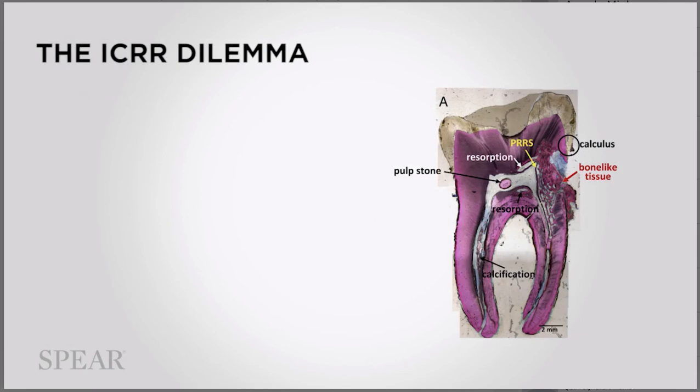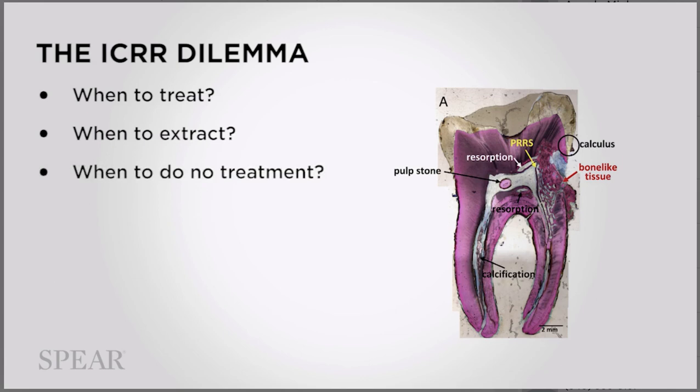When do you treat these cases? When do you decide, let's just have this tooth taken out? And when do you decide to do no treatment at all and just wait and see? Is that supervised neglect or is that what's in the best interest of the patient?